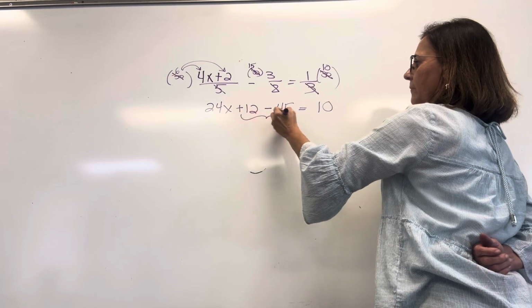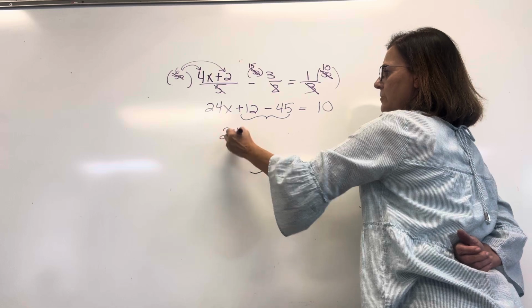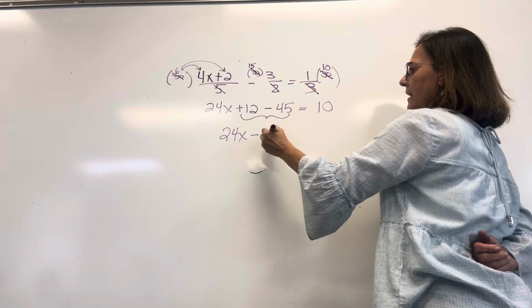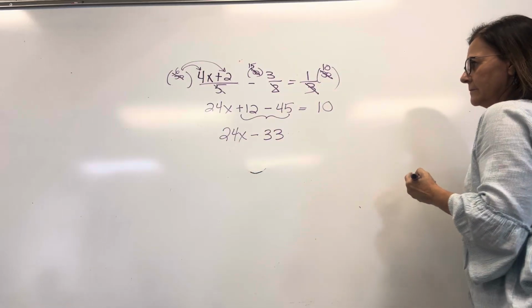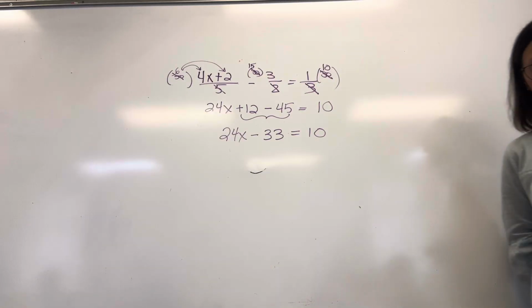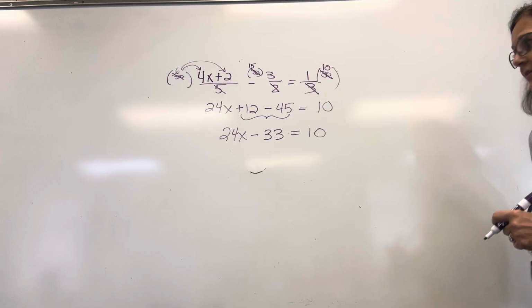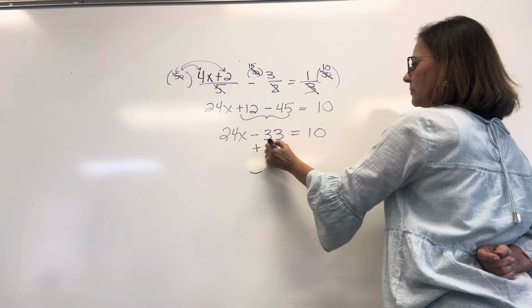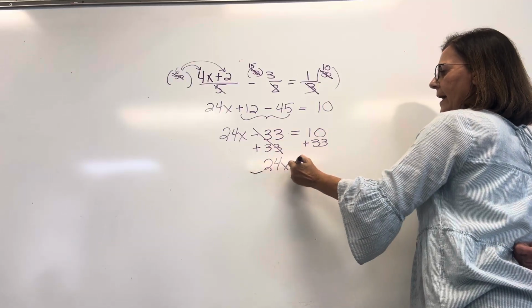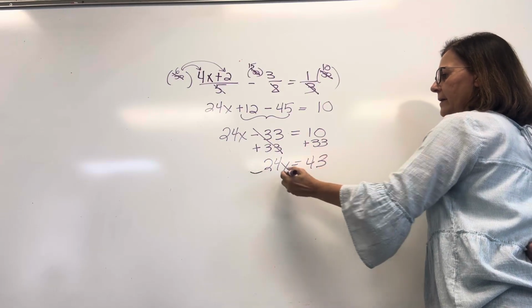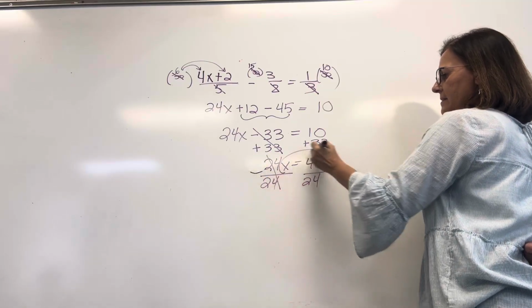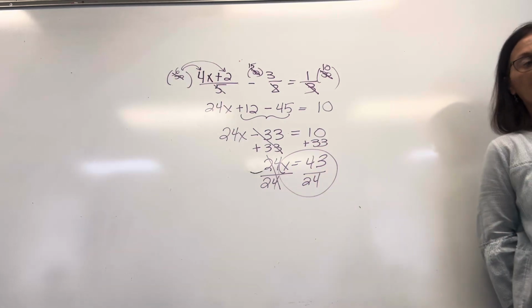On the left-hand side, I'm going to combine my like terms. So I end up with 24x, negative 45, and positive 12 is negative 33 equals 10. Be nice if we had no fractions for our solutions, right? We add 33 on both sides. So I'm left with 24x is 43. Then we divide by 24 on both sides. X is 43/24.